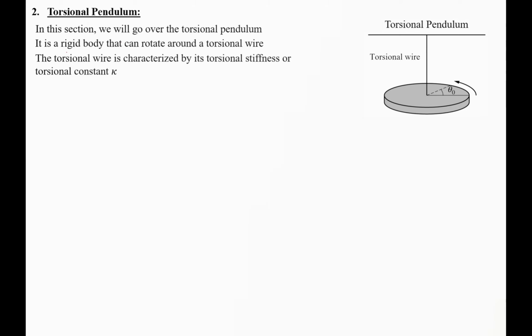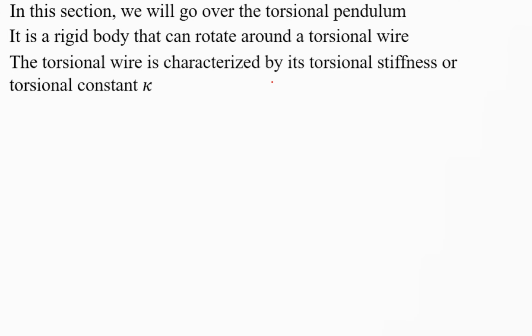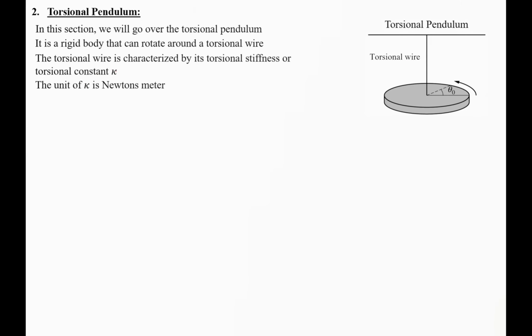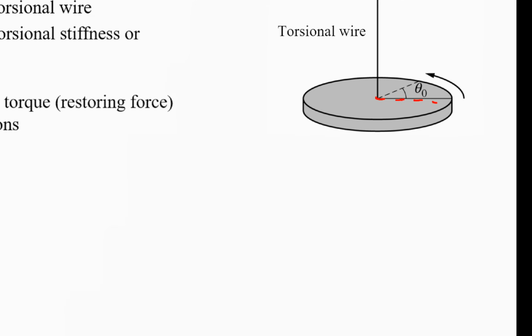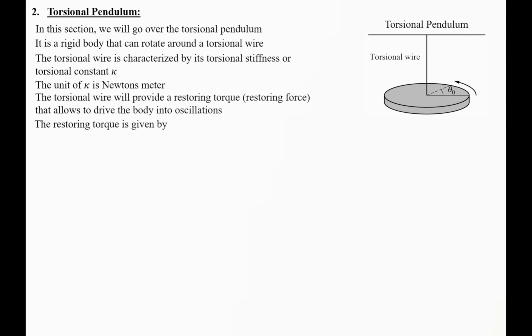A torsional wire, like a spring, is characterized by stiffness. It is characterized by a torsional stiffness or torsional constant, instead of k, that would be kappa. The unit of kappa is Newton meter and not Newton per meter. The torsional wire provides a restoring torque that allows it to drive the body into oscillations. If this is our equilibrium position and we rotate the body by an angle theta 0, this body will start to rotate clockwise and anti-clockwise around this equilibrium line, performing oscillations and specifically simple harmonic motion.